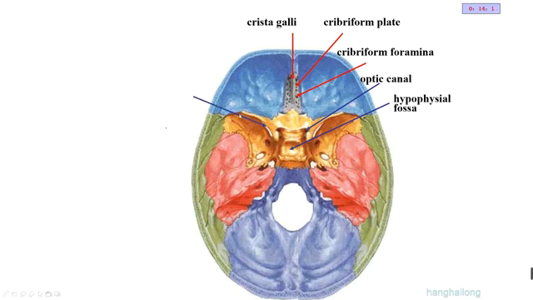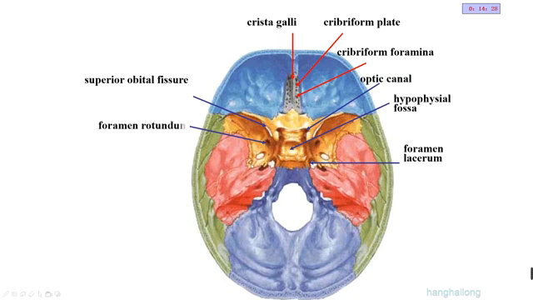And there is a fissure between the lesser and the greater wing, the superior orbital fissure. And here is a broken foramen. This one is the foramen lacerum. And on the greater wing of the sphenoid bone, there are three foramina from anterior to posterior, from medial to lateral. They are foramen rotundum, foramen ovale, foramen spinosum. Okay.